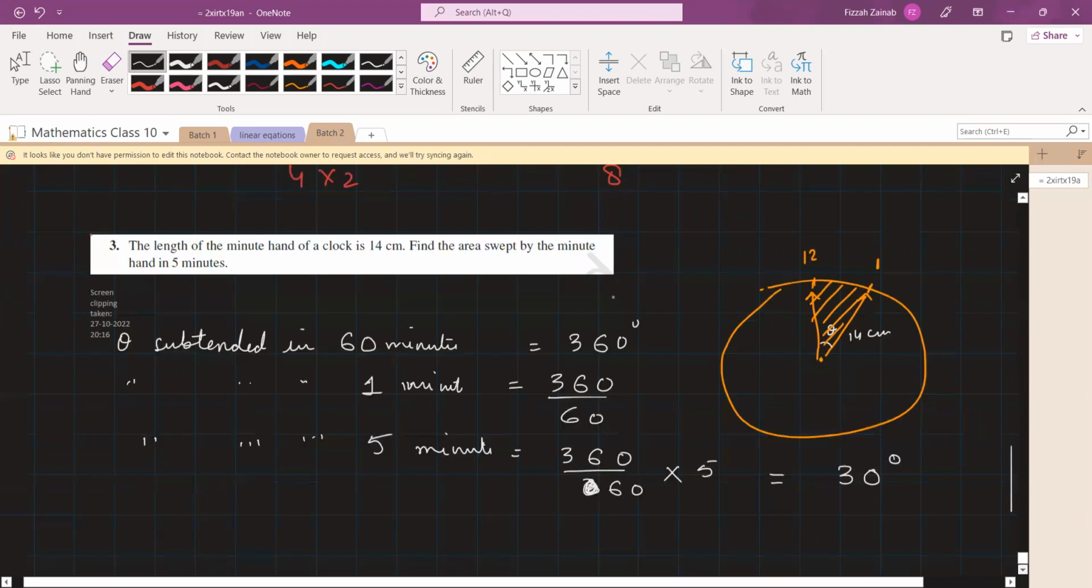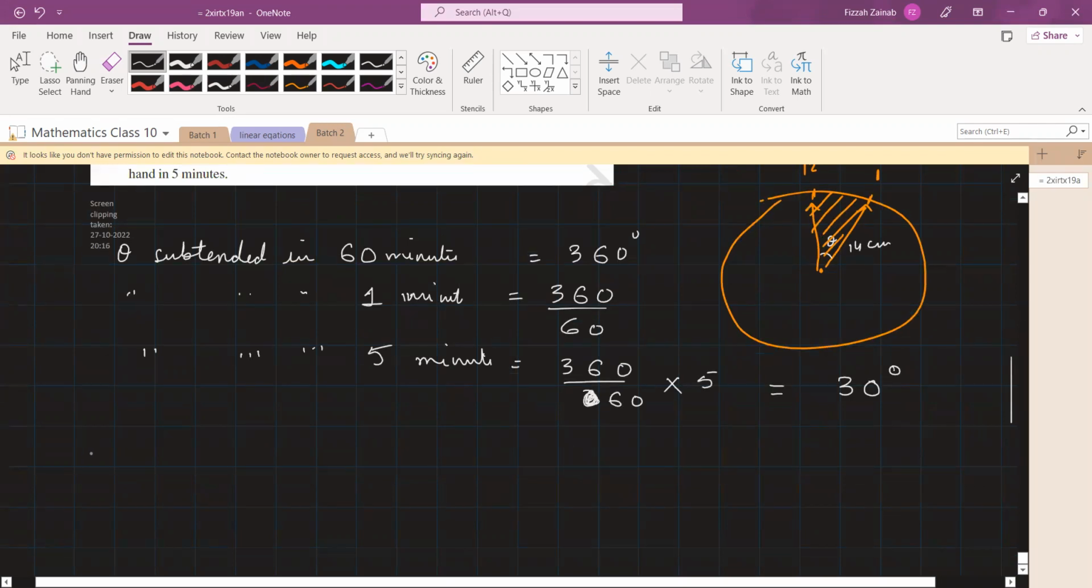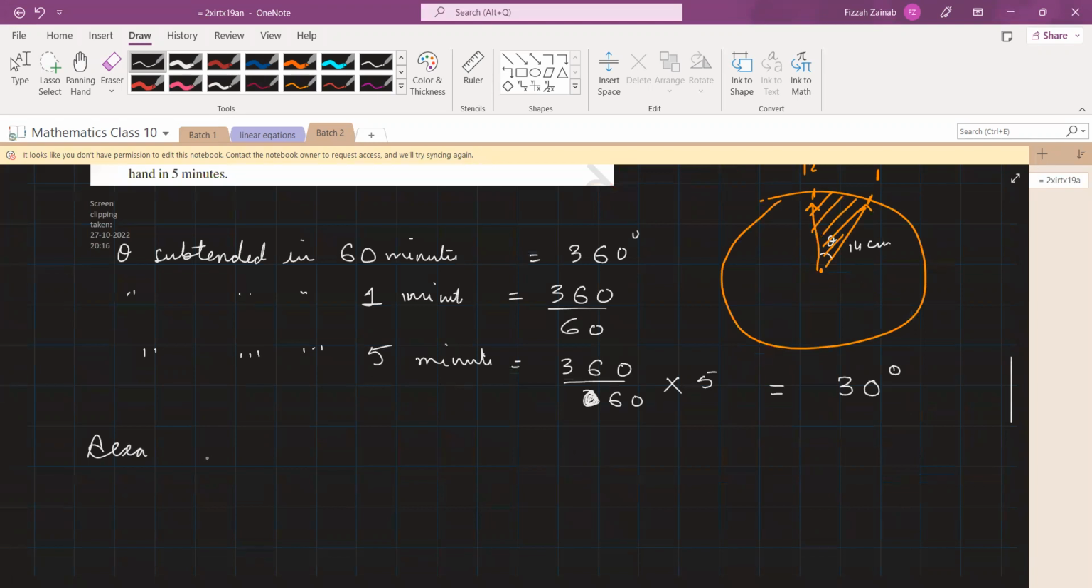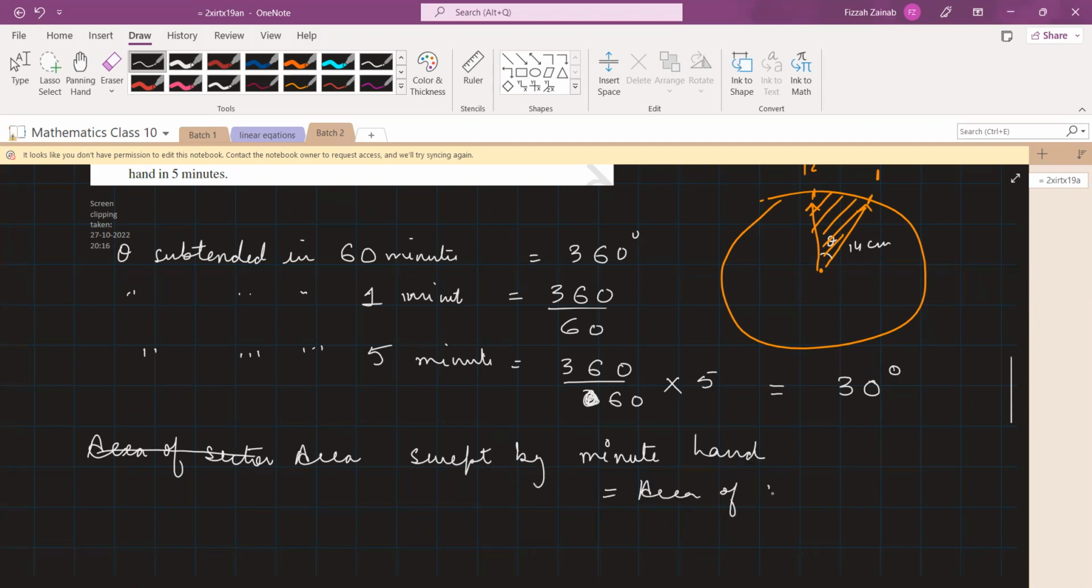So theta you have got, which is 30 degree. Now quickly find the area of the sector. Or you write like this, area swept by minute hand is actually area of sector, right? So that's theta by 360 into pi r square. Now please put the values and find it quickly.